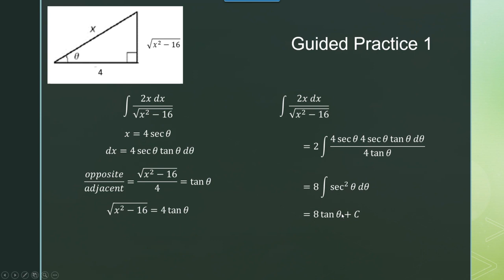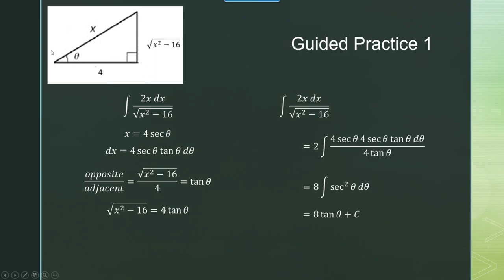And this is 8 tangent theta plus c. Now, just like with any substitution, I need to always get back to the original variable. So I have to reverse my substitution here. And this is where the triangle comes back into play. I just have to know, well, what is tangent theta equal to?